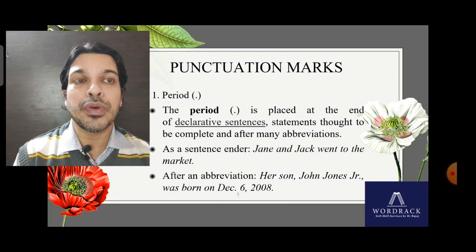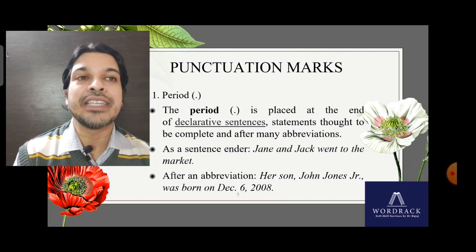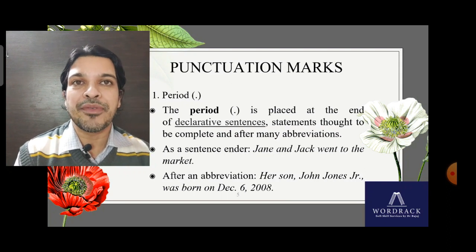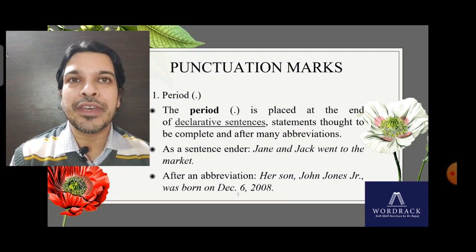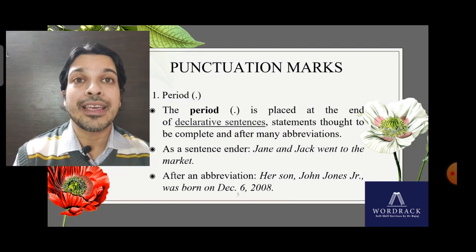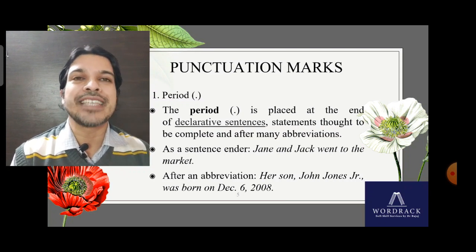Now we have used two abbreviations here, Jr. for Junior and Dec. for December. And pay attention please, after both these abbreviations we have used a full stop. So what is the implication of it? The implication of it is that a full stop can occur within a sentence also. It's not necessary that it will always be there at the end of the sentence.